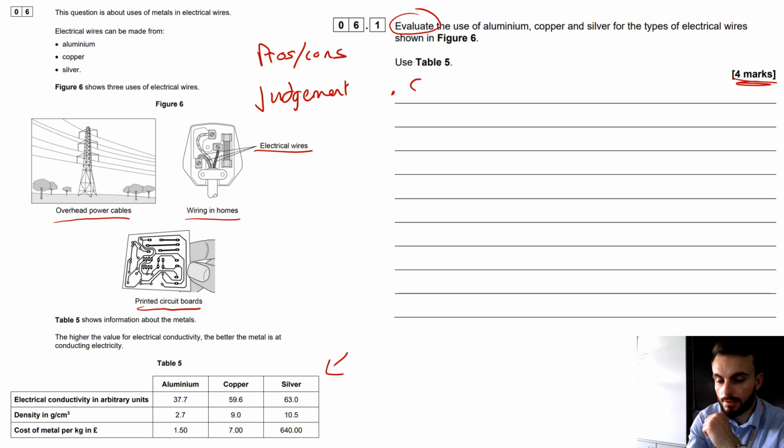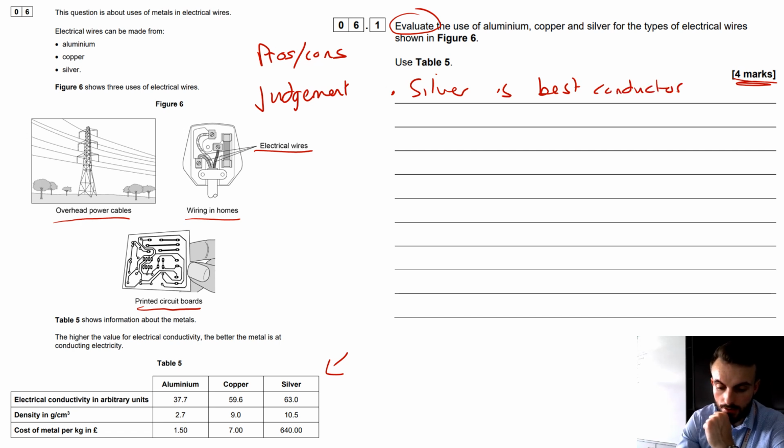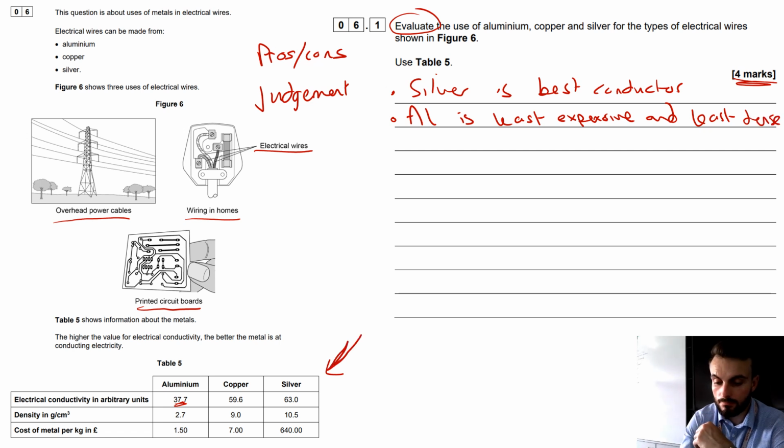So first off, we can say silver is the best conductor, because it's got the highest conductivity in arbitrary units. We can also say that aluminium is least expensive, and it is also the least dense. I'm just looking at the table.